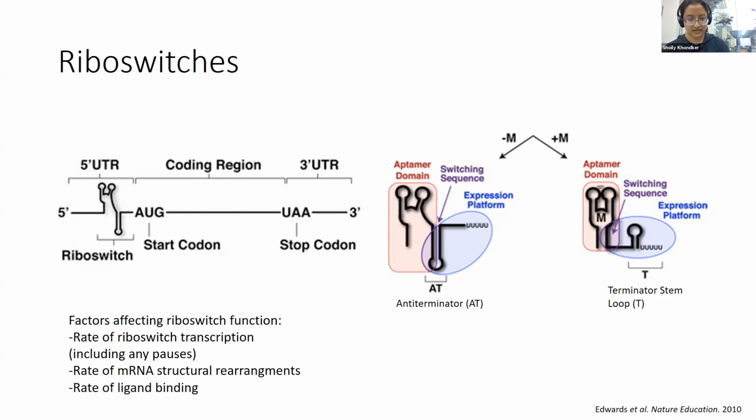So there are multiple factors that can affect riboswitch function. This can include the rate of riboswitch transcription, including pauses in transcription. The rate of mRNA structural rearrangements can also affect riboswitch function, and the rate of ligand binding can also affect riboswitch function. So all of these are examples of kinetic control.